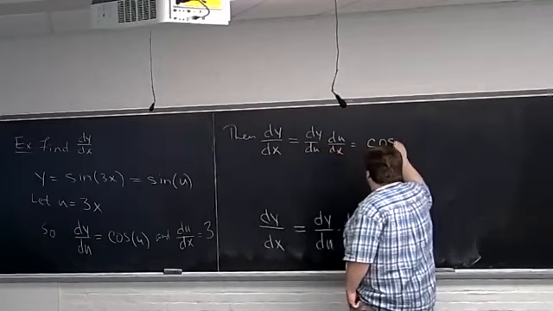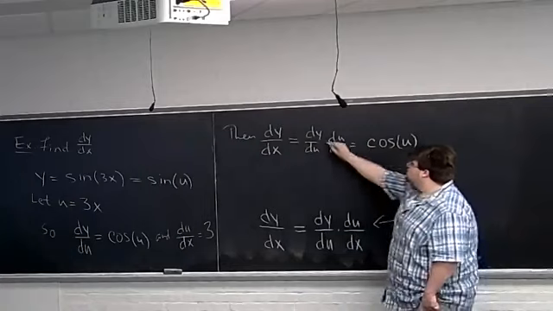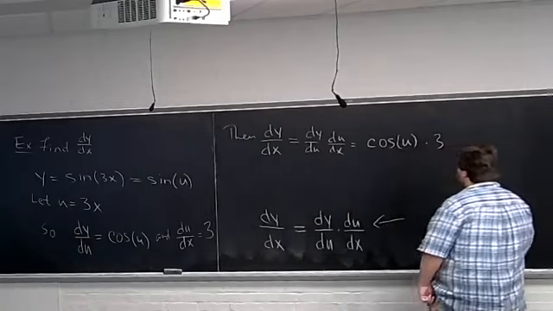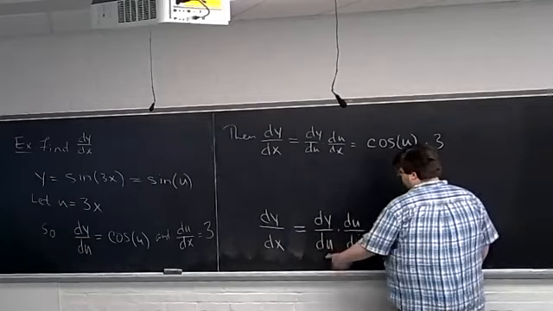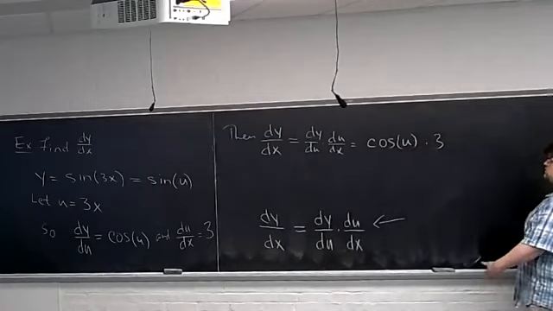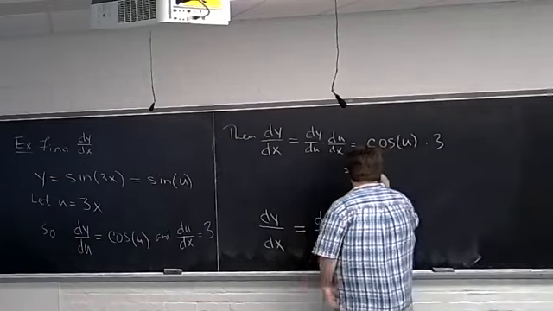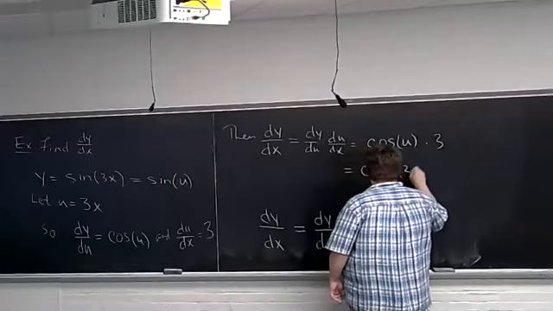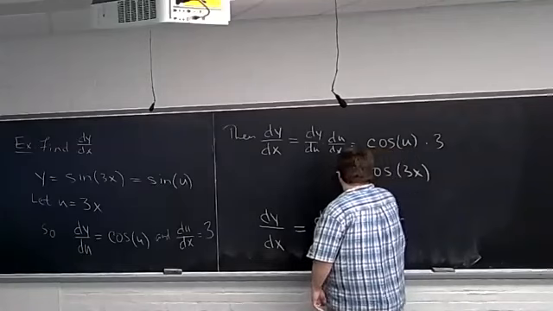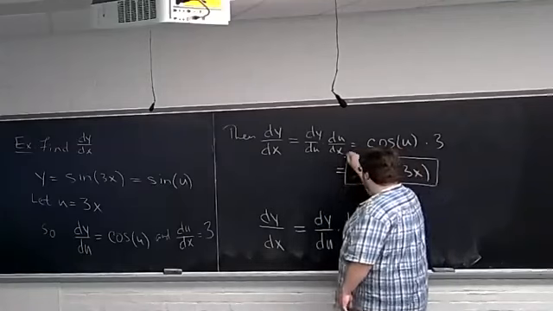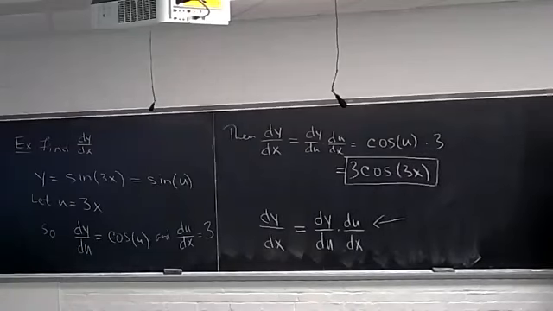dy/du is cosine of u. du/dx is 3. And in our final answer, if we can get rid of u, we should, meaning if we can replace all the u's with x, we should. In this case, u equals 3x, times 3. I'm just going to put the 3 up front so it looks better. So we needed to find a u and then apply yesterday's derivative rules. Any questions about that one?